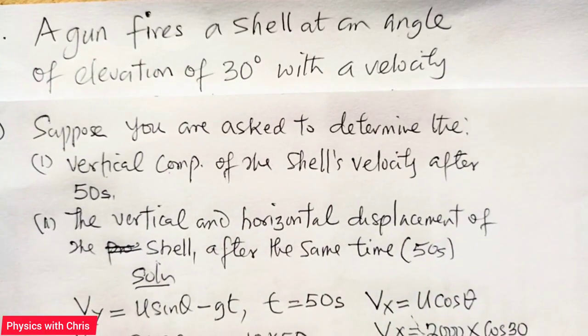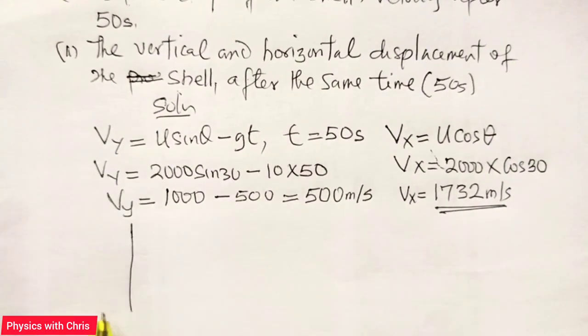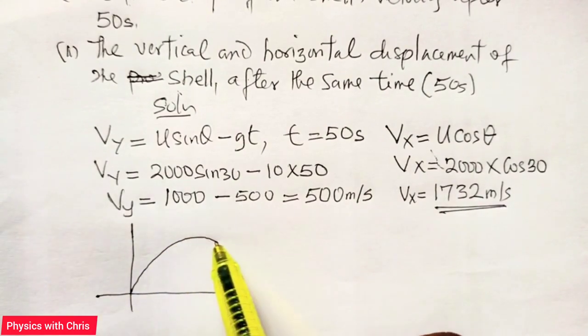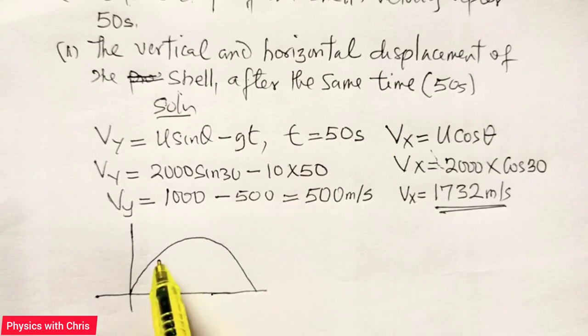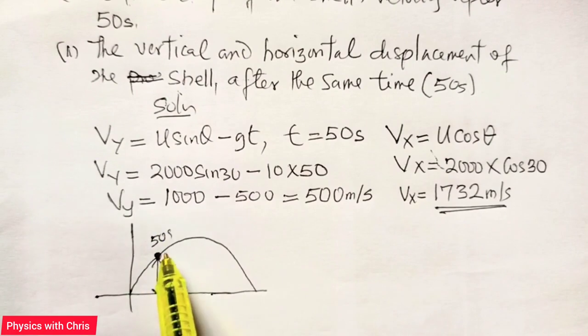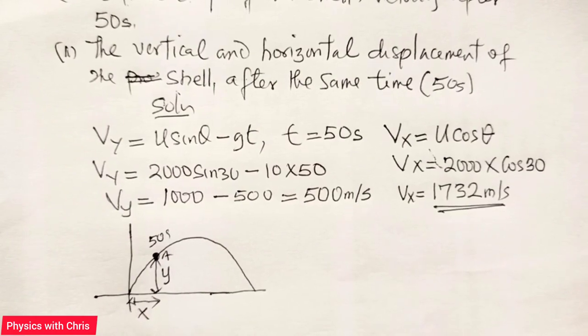What would that be? Let me demonstrate it using this diagram. Let's say this is the shell and this is the path taken by the shell. So 50 seconds later, we assume the shell is somewhere here at point A. How high has it risen? Of course, this is not asking for the maximum height. Let's say 50 seconds later, the shell is at this point A. We want to find distance y and distance x. That is what the question is all about.